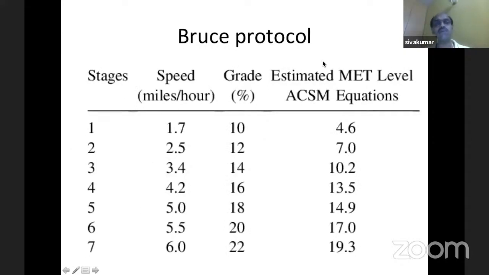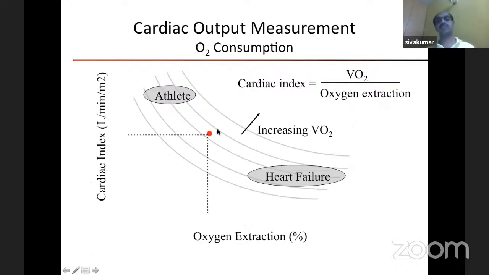When you start walking on a Bruce protocol at 1.7 miles per hour at 10-degree grade, at the end of 1 minute, you will come to an extraction of close to 5 METs. And you go to the highest level of around the 7th stage, when the speed is 6 miles per hour and the grade is 22 degrees, you reach about 18 or 19 METs. This is the normal maximum achieved by a very healthy human being. Now you are able to understand what is volume of oxygen consumption reserve, and that up to 18-fold you will be able to increase your oxygen consumption.